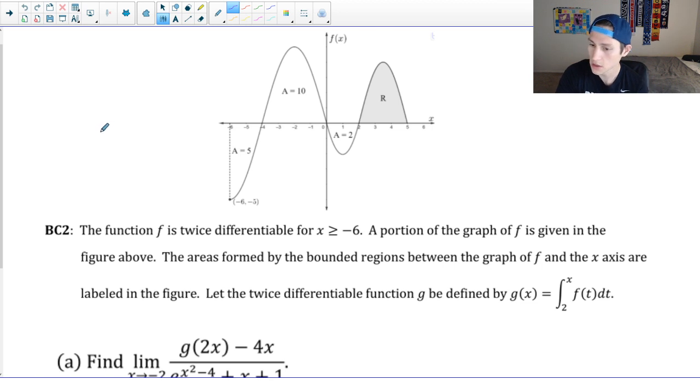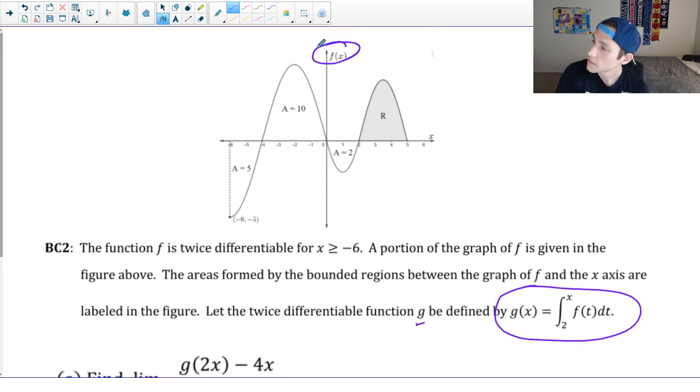So again, it's kind of a longer question, multiple parts. And so let's just go through. All right, function f is twice differentiable for x greater than or equal to -6. A portion of the graph of f is given in the figure above. The areas formed by the bounded region between the graph are labeled. Let g be defined. Okay, so I have a separate function g that's based on f. So that's interesting.